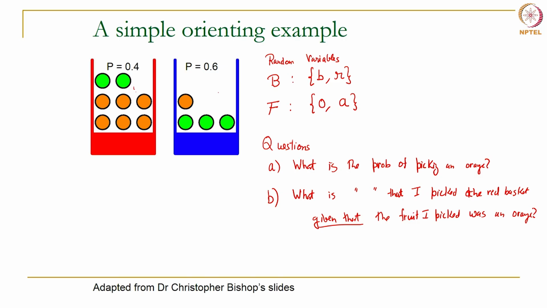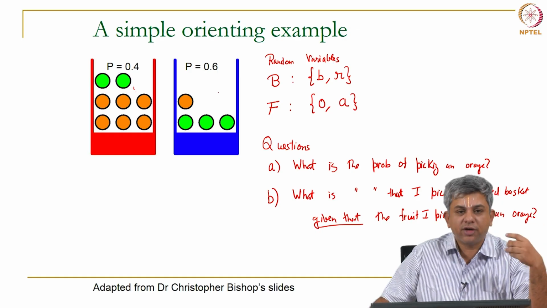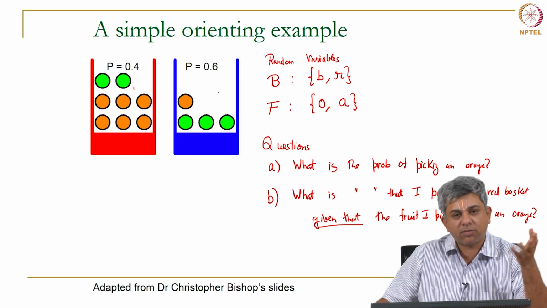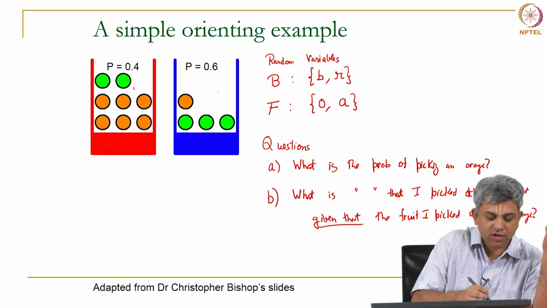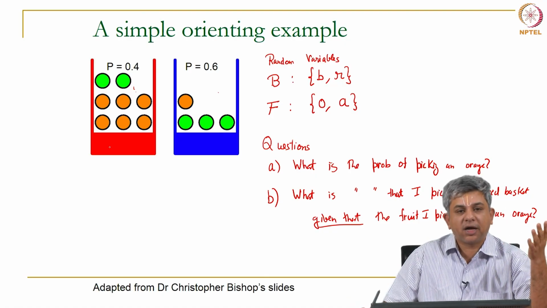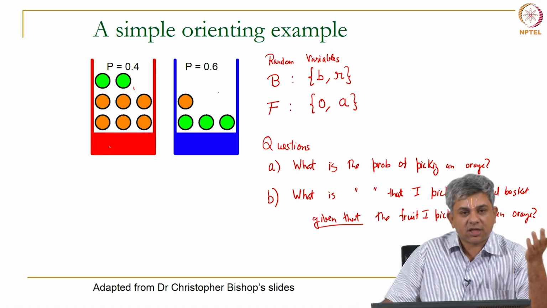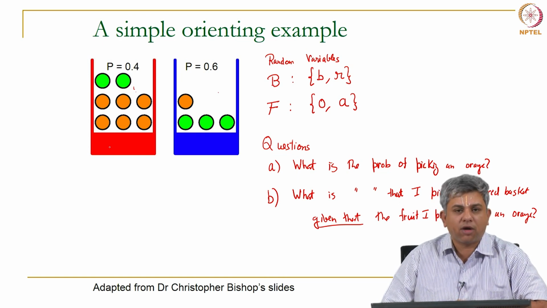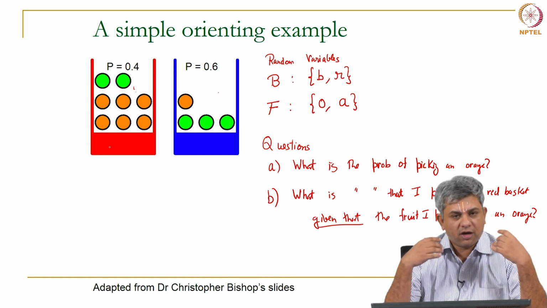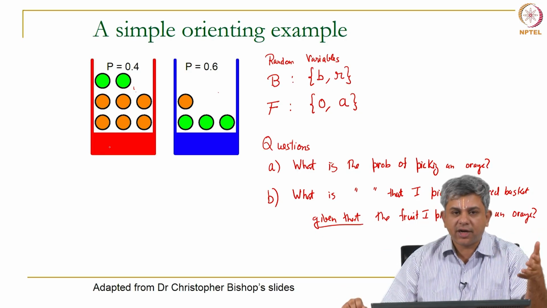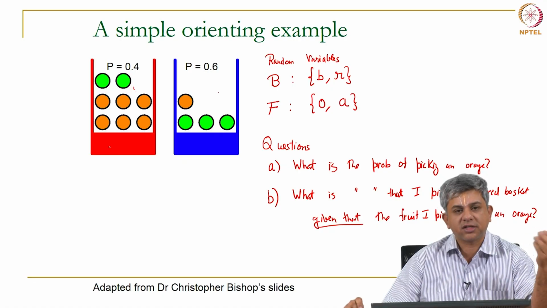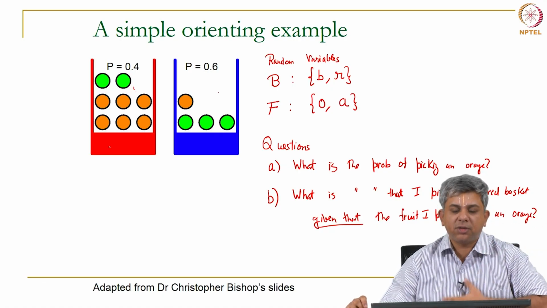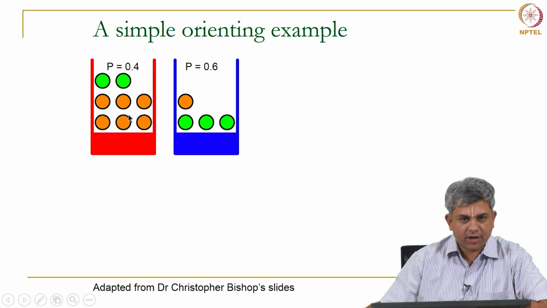You close your eyes, pick up a fruit, it turns out to be an orange, and now you want to know did you pick it up from the red basket or from the blue basket. You can see that since oranges are more prevalent in the red basket, it might seem like that is a little bit more likely. So, we can ask such questions and we can ask far more complex questions. All of these currently are only discrete probability examples, but all of these are indicative of the kind of questions we will ask later on even within the machine learning context.